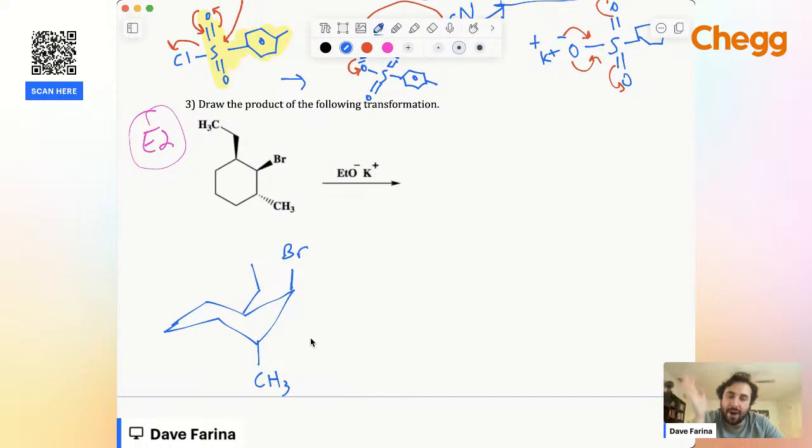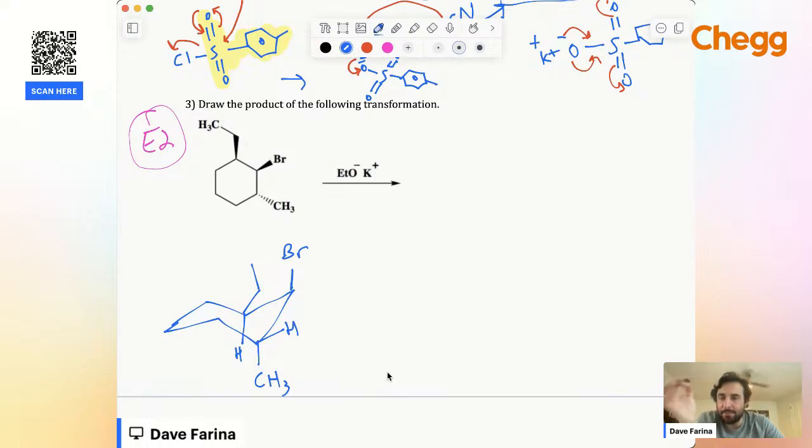Now, where are the beta protons? So we have a beta proton here, and we have a beta proton here. Now, as I was saying, in order for beta elimination to proceed, we must have the proton being extracted and the leaving group. They must be anti-periplanar.